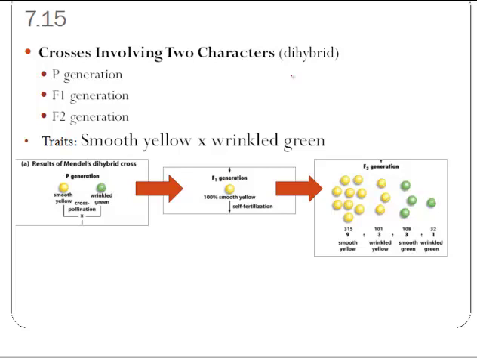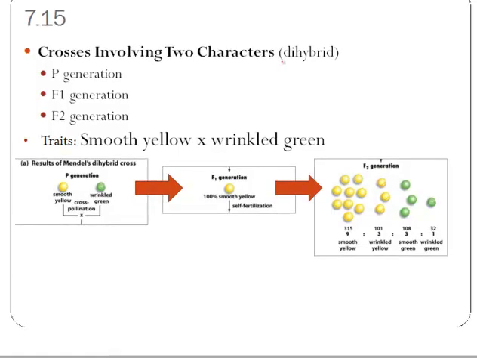So now that we know how to look at monohybrid crosses just with one characteristic and do things like test crosses, we need to look at dihybrid crosses. So dihybrid means two, so di means two and hybrid means cross. And again, we'll have a classic P generation, F1 generation, and F2, but now we have additional characteristics. So we have smooth or wrinkled, and yellow and green.